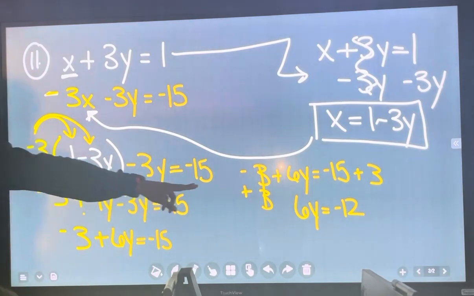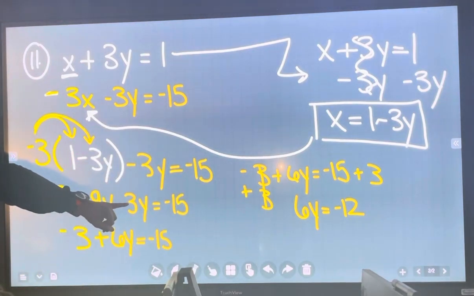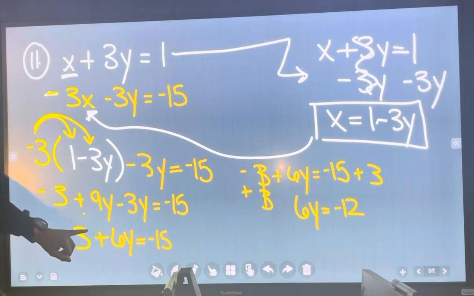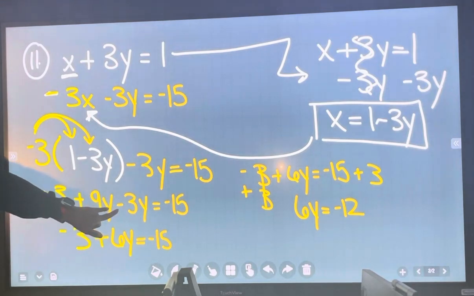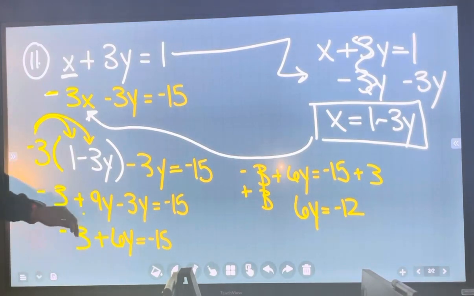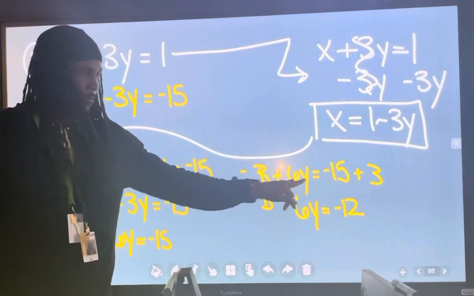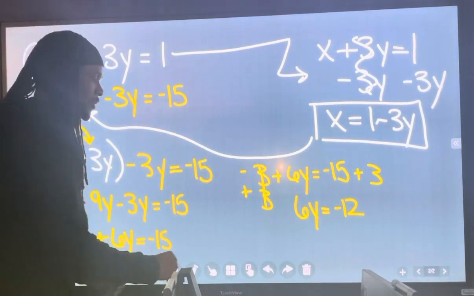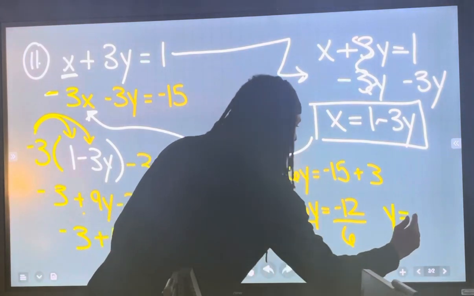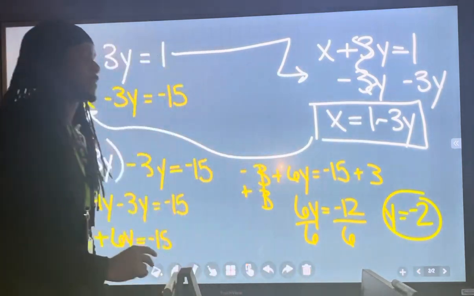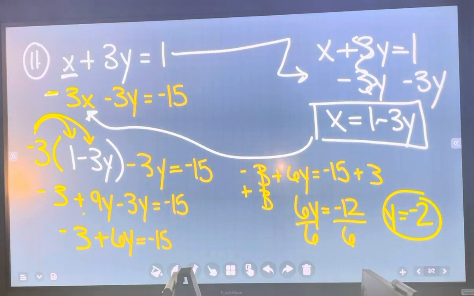So we combine right here: 9y minus 3y makes 6y. Then we added 3 on both sides. That became negative 12. Now I divide by 6. Your y value is, so your first answer is negative 2. Our first coordinate is -2.